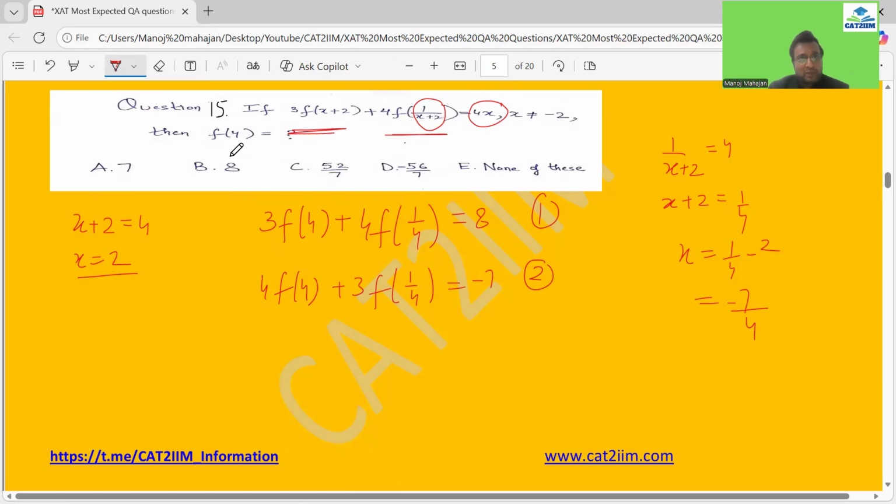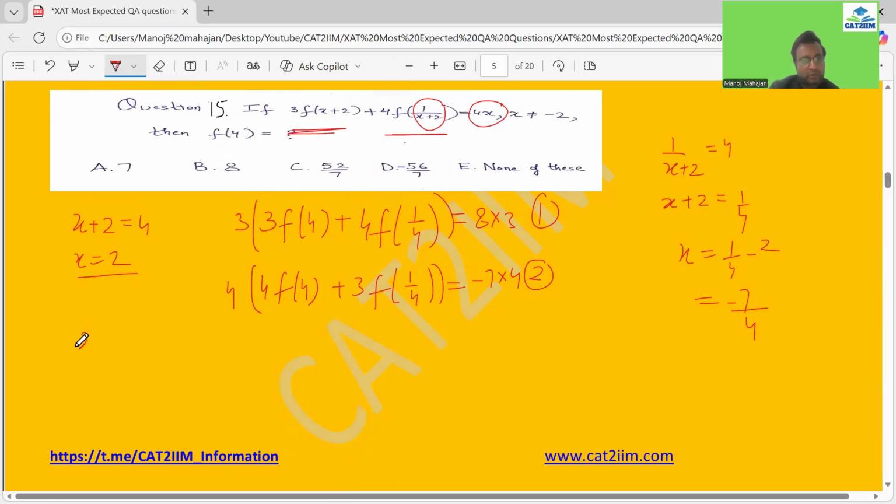So what we have to find out is f of 4. So the coefficients over here are 3 and 4. We'll make the coefficient of f of 1 by 4 the same. So this 4 and 3, the LCM is 12. So let's multiply this with 3. Let's multiply this with 4. So you know why we are doing so. So this is what, 9, this is what, 16.